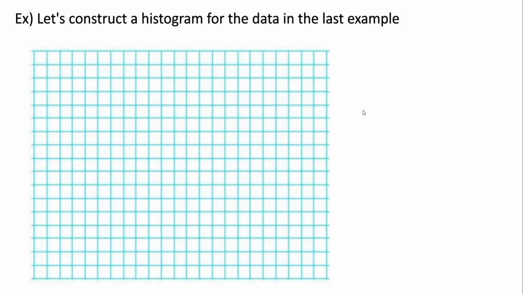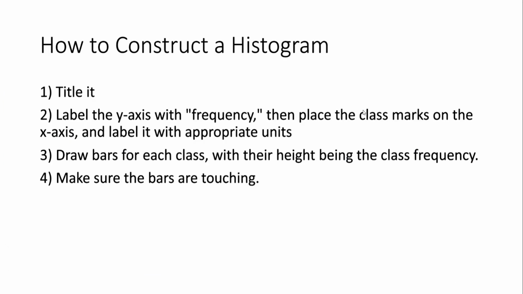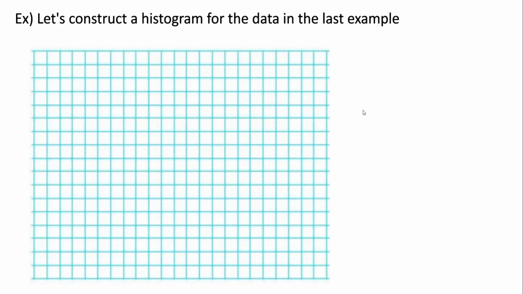In this example, let's construct a histogram for the data in the last example. So let's take a look at the data in the last example for a minute. Okay, so now that we have this again, we can begin to construct our histogram. So we need to give ourselves a y-axis and an x-axis. Our graph needs a title, and the data we had were exam grades, so we could just title it exam grades. Now we can label our x-axis with appropriate units. In this case, it would be a grade.